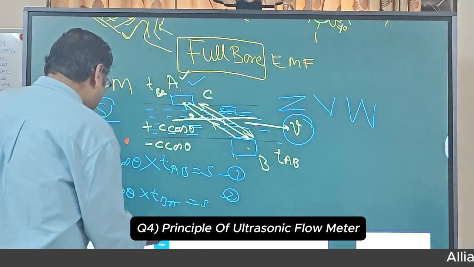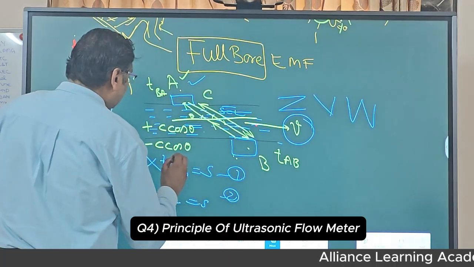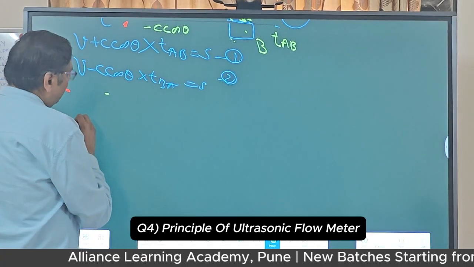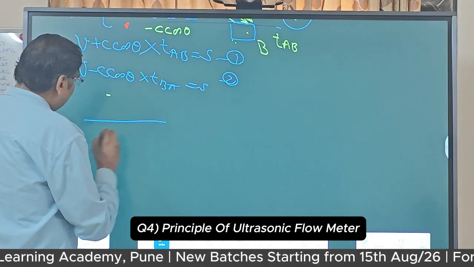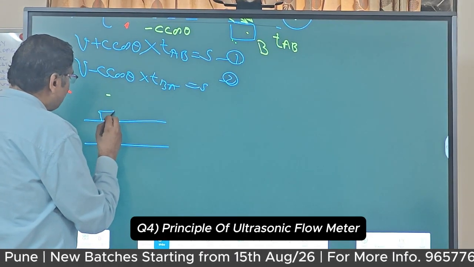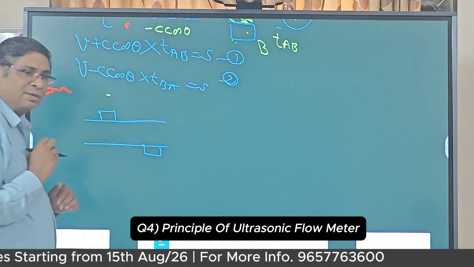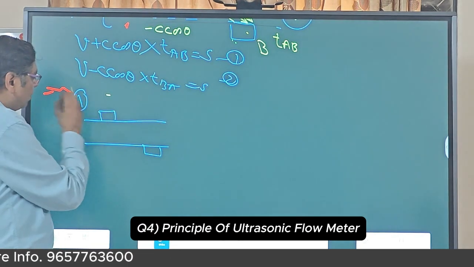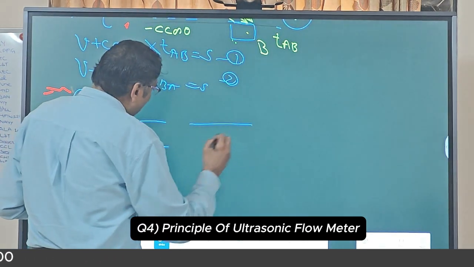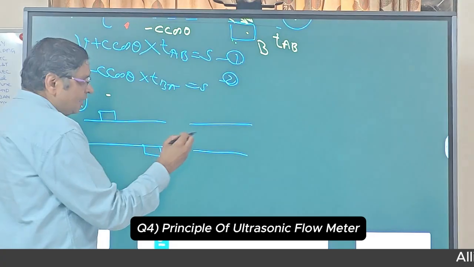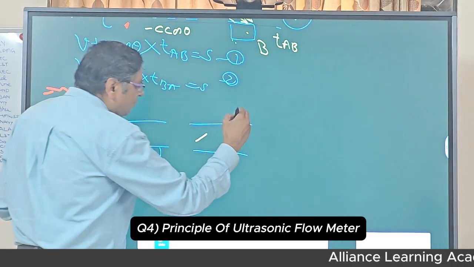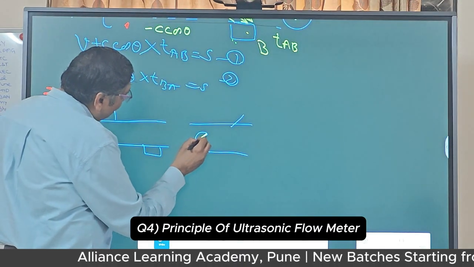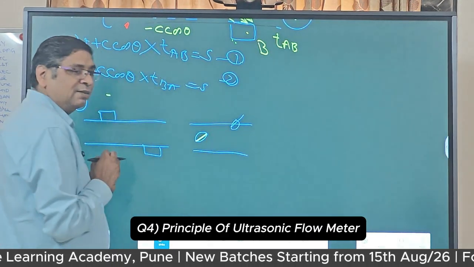Now, if I talk about the construction of the ultrasonic flow meter, one construction I showed you like this. This is my pipe, and over the pipe I am putting the two sensors. Okay, this is one. Second, I have a pipe. On one side of the pipe I make a hole, on the other side of the pipe I make a hole, and in those holes I put one sensor and the other sensor.